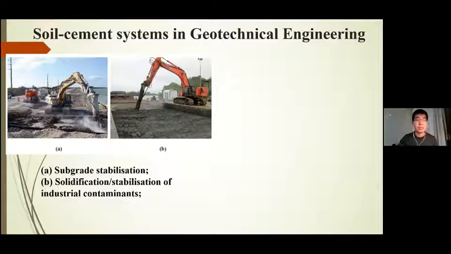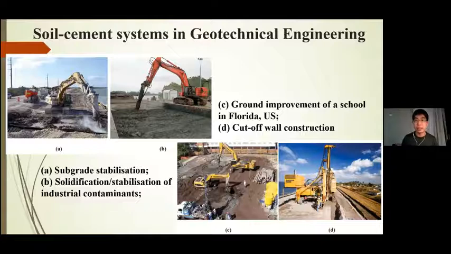The first one is subgrade stabilization, and then we have solidification stabilization of industrial contaminants, and we have ground improvement for the foundation of a building, and of course, we have cut-off wall constructions. My PhD work is focused on the last application, which is cut-off wall constructions. But today I will cover both cut-off wall construction and also subgrade stabilization, which is the work of a former colleague whose name is Jintao Chen.